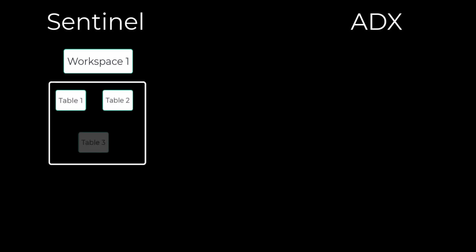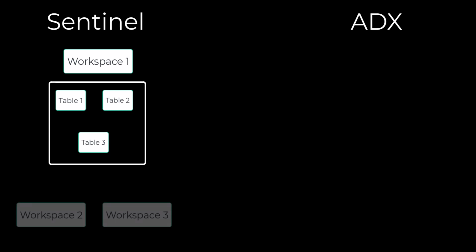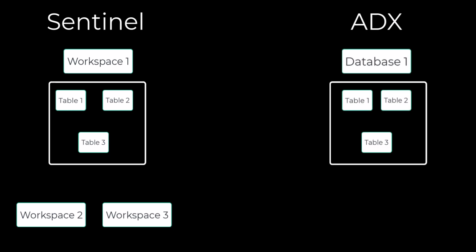Many tables can be queried from a single LAW. In the case of multiple cloud tenants, multiple workspaces can be queried by using the Lighthouse feature, which gives access to different LAWs. Azure Data Explorer, or ADX, is configured a little differently. In ADX, if you have a lot of tables that are similar, you can store them in a database. You can consider a database a collection of tables.